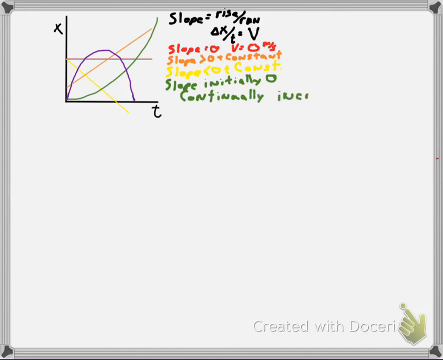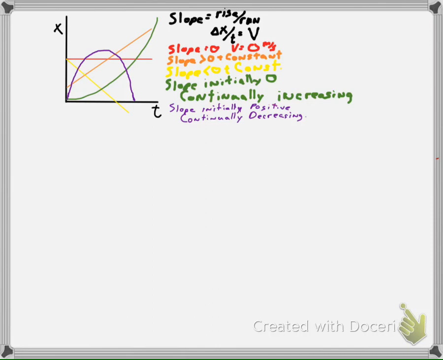Then we get to purple. What's going on with that purple line? It starts with a very high positive slope, and the slope gets lower and lower and lower and gets to 0. And then the slope actually goes negative until the object gets back to its initial position. So it's initially positive. It continuously decreases. So it goes to 0 and then goes negative. So what does this mean?